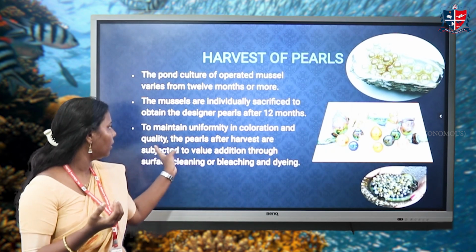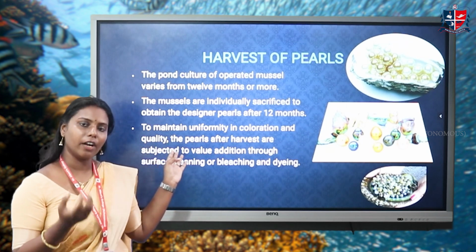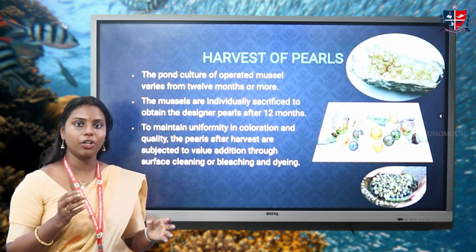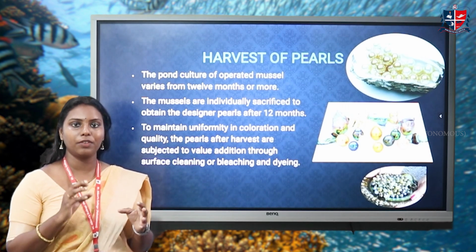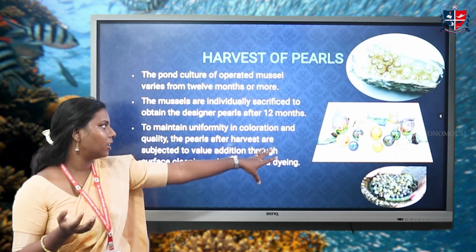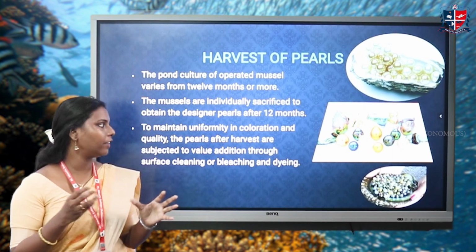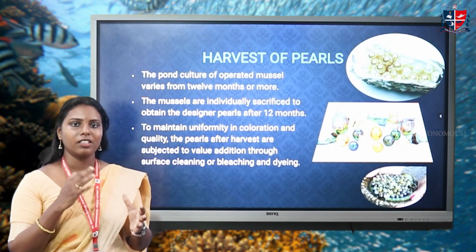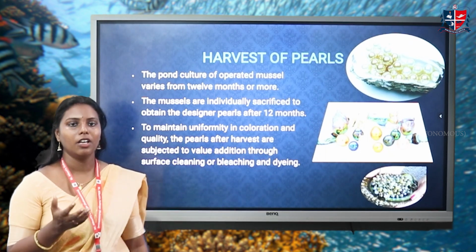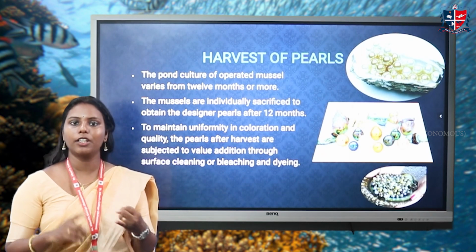To maintain uniformity, coloration and quality of the pearls, after the harvesting of the pearl it has to be subjected to bleaching or dyeing, so that we can obtain different colored pearls and different shaped pearls. Here in the picture you can see pearls of different shapes and colors. That is actually after the method of bleaching and dyeing. That is, we have incorporated some colors, and some dyeing procedures are done, so that we can obtain pearls of different qualities.